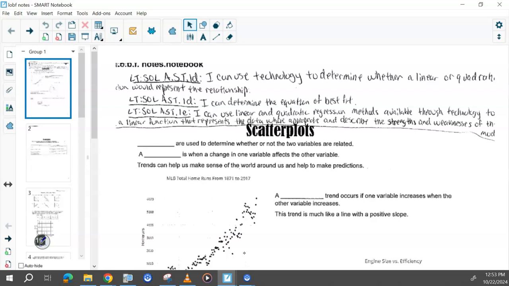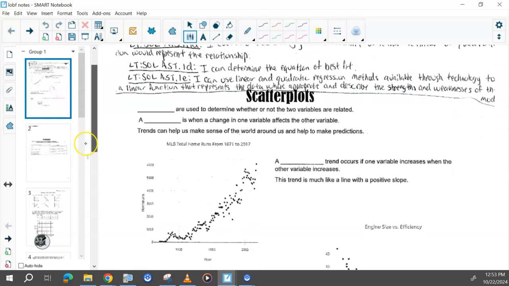So notice the different objectives. It's a lot about line of best fit, regression methods. You'll hear those words a lot. But we're going back to scatterplots just for a bit so we recognize what we're doing, what we're using, the different types. So let's go through vocab really quickly.